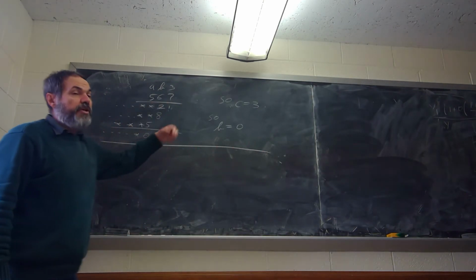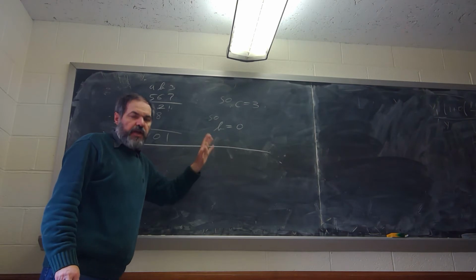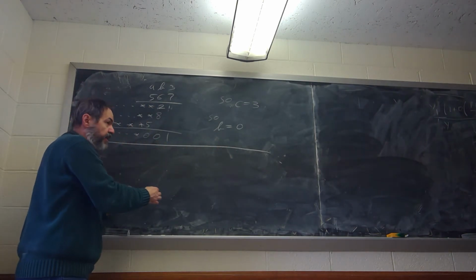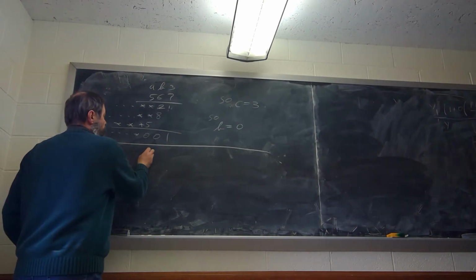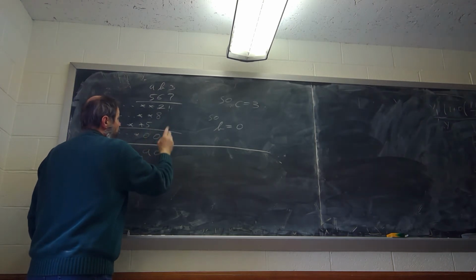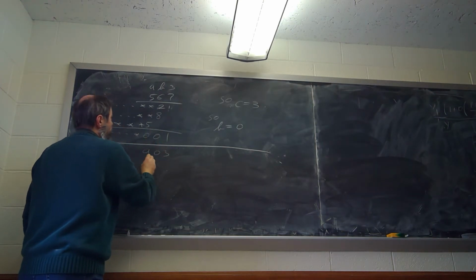Good. Now that I know what B is, I start the multiplication again with this additional piece of information. So now I have A, B is 0, C is 3, times 5, 6, 7.